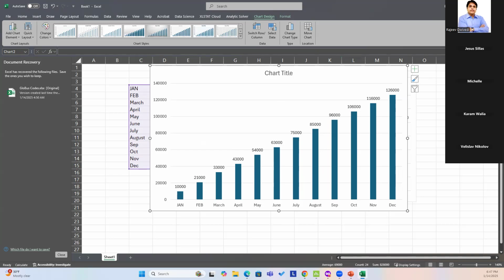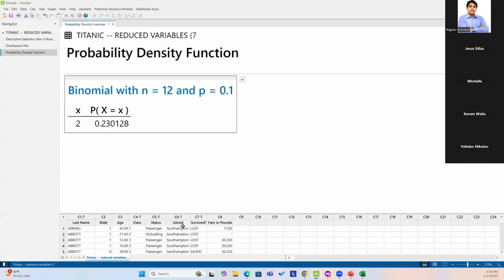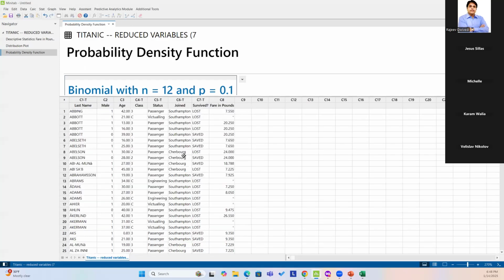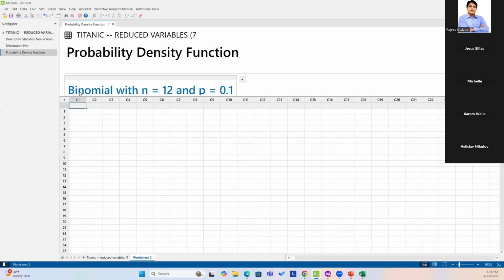The same numbers I can get in Minitab instead of a table. So I'm going to show it here. Look into this table. I'm going to put the X values: 1, 2, 3, 4, 5, 6, 7, 8, 9, 10. So these are the X values I put, and I put PDF and I put CDF.